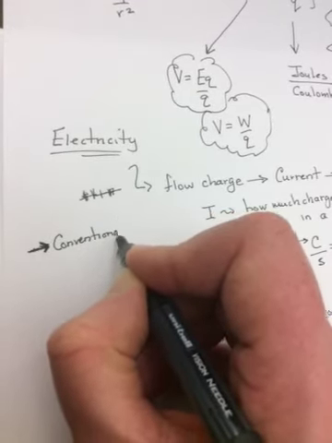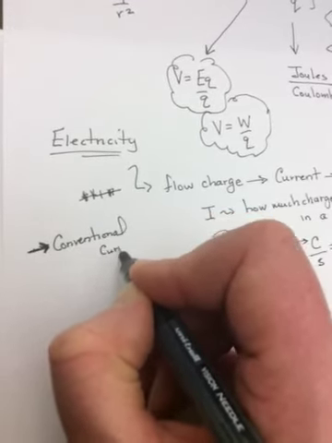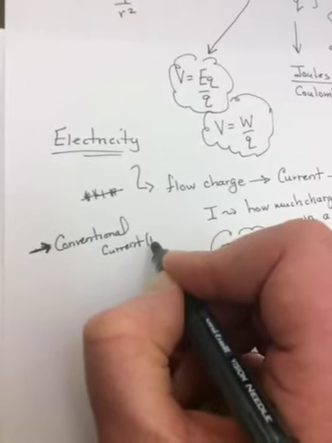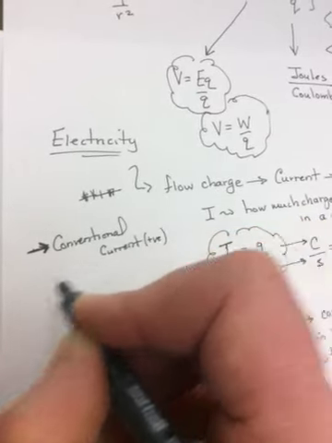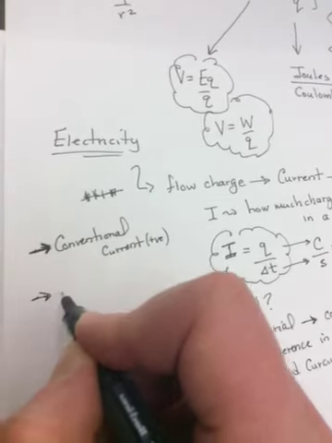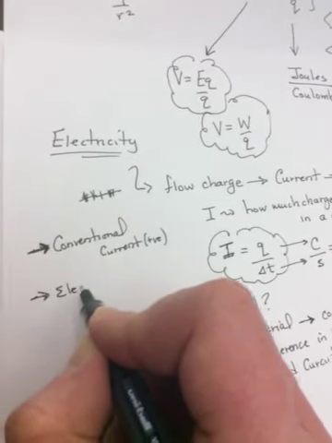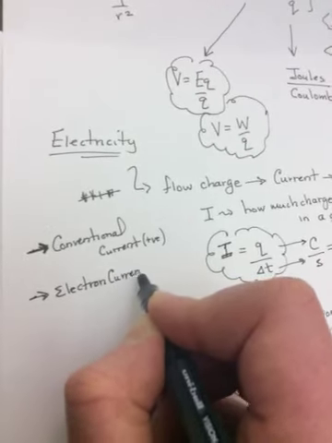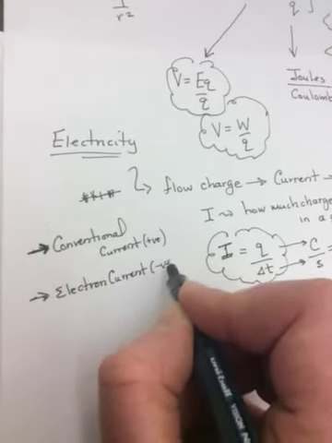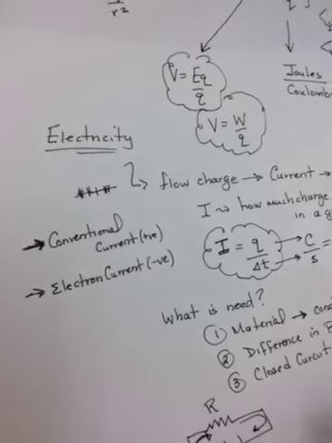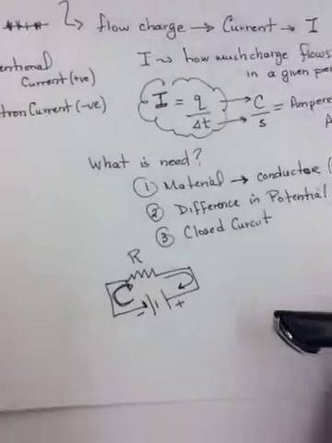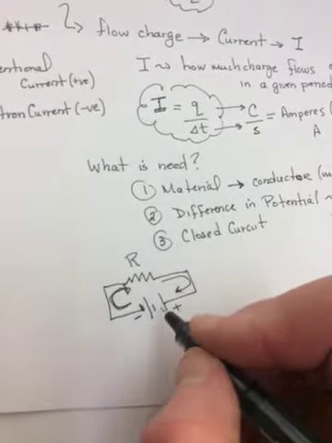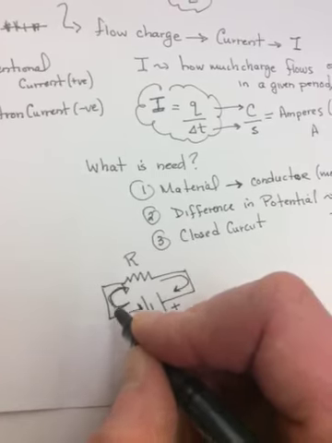And conventional current means positive charge flowing. And electricians often use this. There are also people that use electron current, which name kind of speaks for itself. That assumes it's negative charge flowing. In the end, it doesn't change the math whatsoever. Okay, I tend to always use negative charge, which means my current will usually come from the short side of the battery.